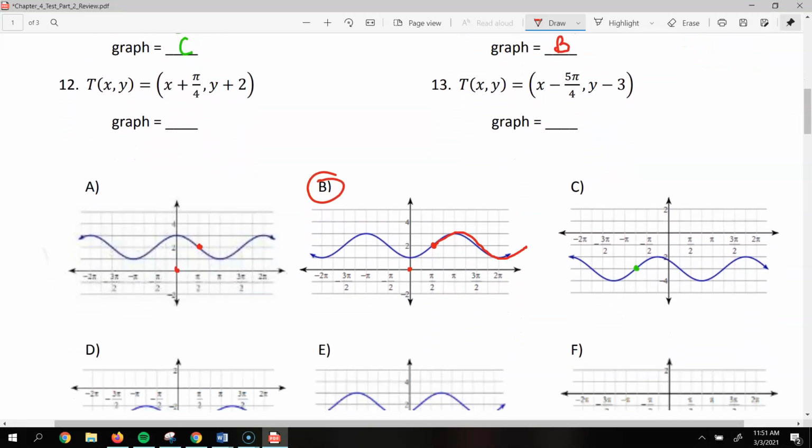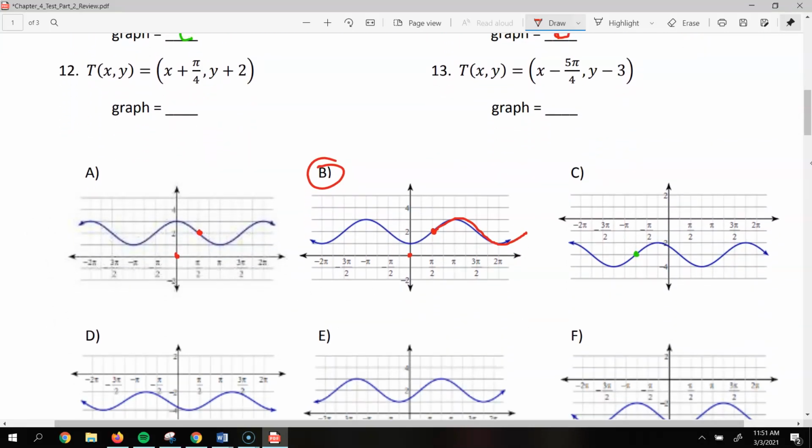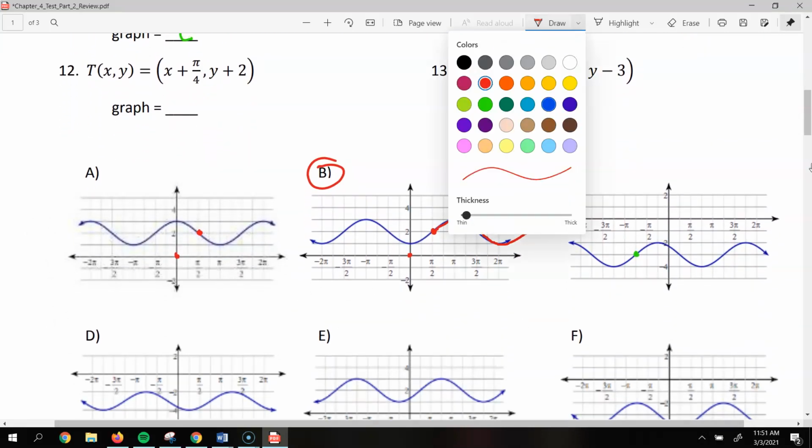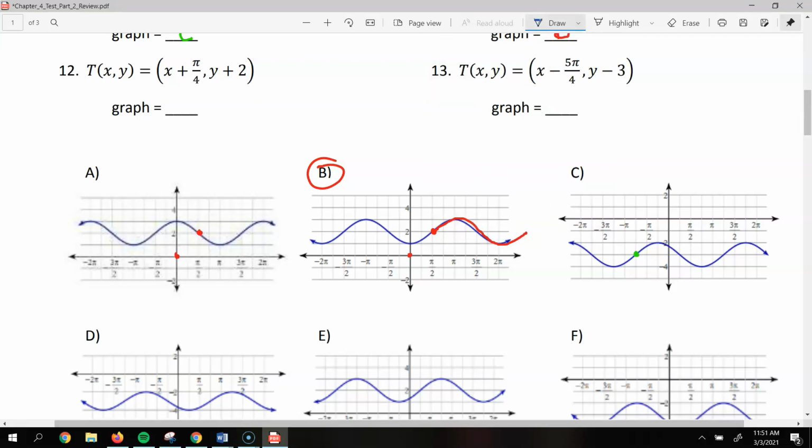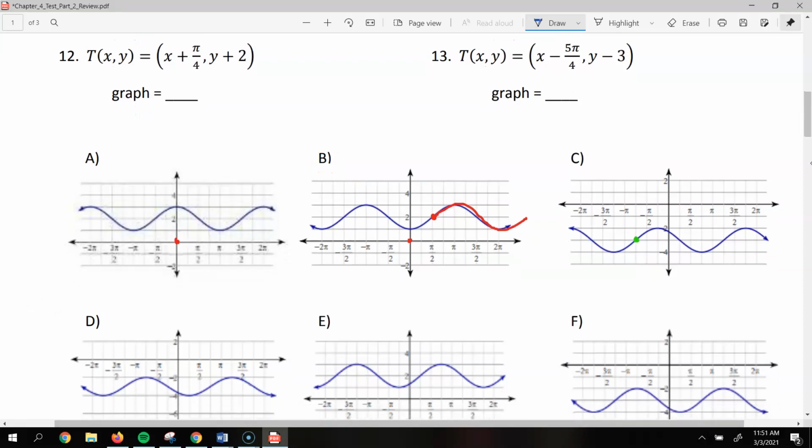All right, let's look at number 12. This one, instead of giving us an equation, they're giving us the translation. So this means it's going to the right pi over 4 units and up 2 units. Just like the last one, if it's moving up 2 units, it's got to be either A, B, or E. Right off the bat, we can eliminate B because we know for graph B, it moved to the right pi over 2 units.